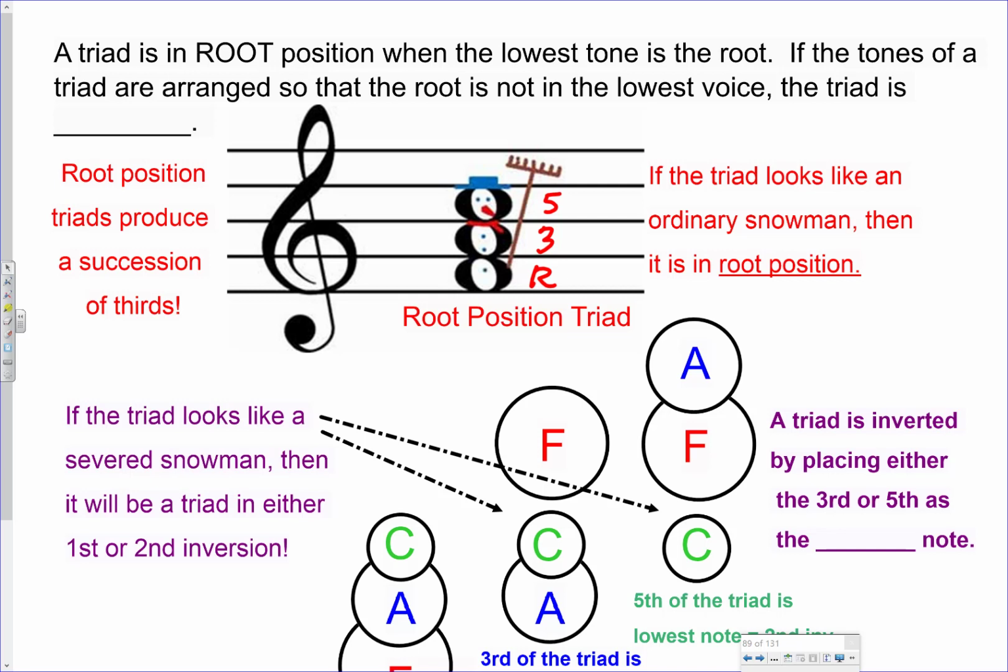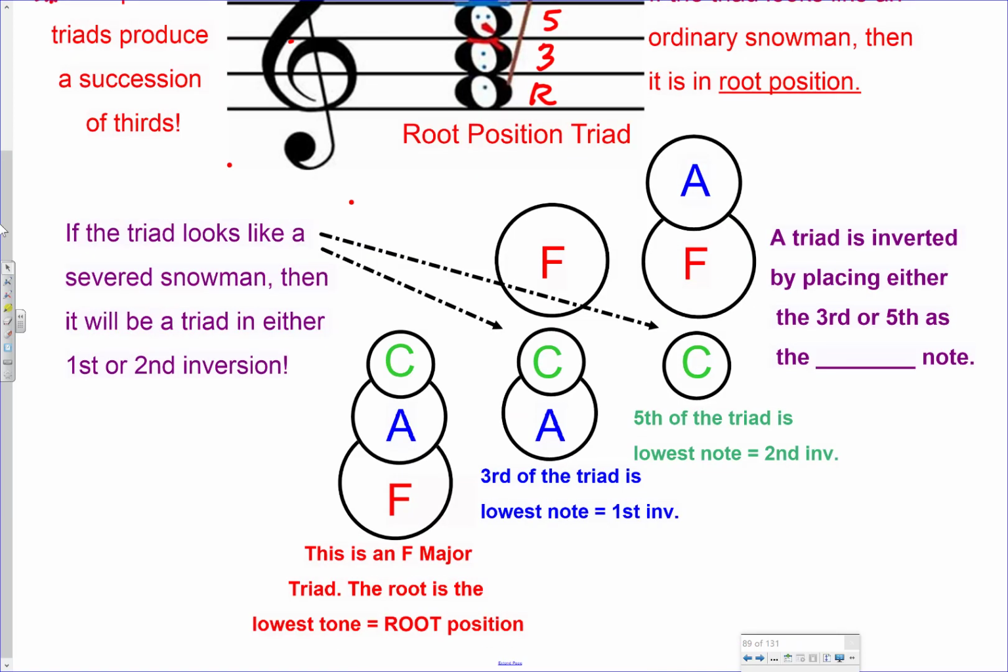If the tones of a triad are arranged so that the root is not the lowest voice, the triad is what we call inverted. It's important to note that root position triads produce a succession of thirds. In other words, if the triad looks like an ordinary snowman, then the triad is in root position. If the triad looks like a severed snowman, then it will be a triad in either first or second inversion.